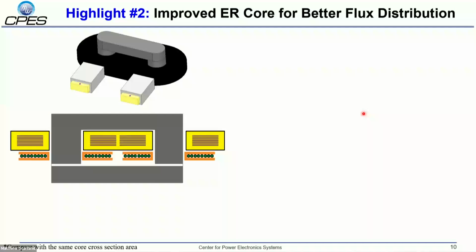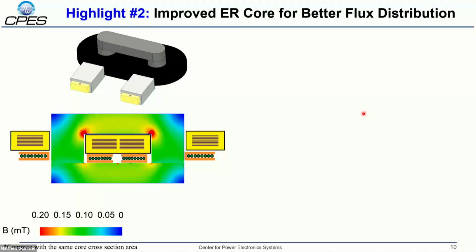So to solve this, we may start from the core structure. Previously, we always preferred to use this kind of UI core structure, where all the flux has only one flux path. If we consider this flux distribution, we will see there are 2 hot spots, and these will lead to high eddy current loss, as we explained in our previous annual conference.